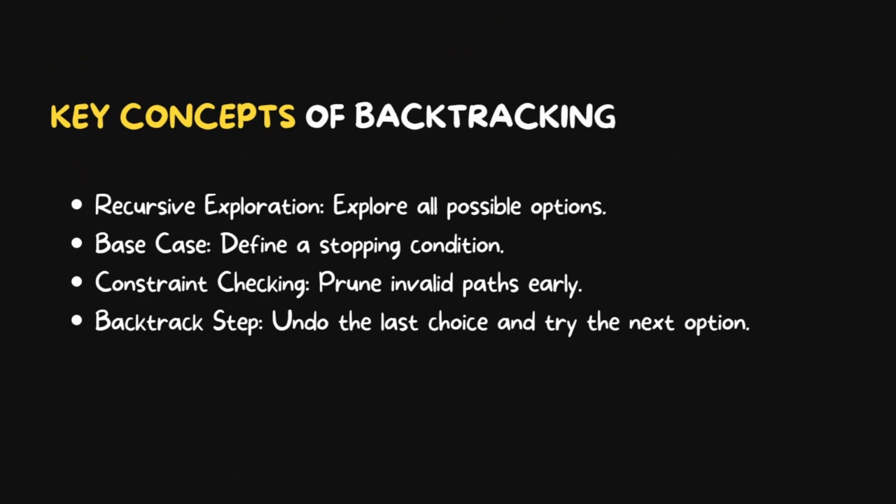For example, in the N-Queens problem, we place a queen on the board and check if it's safe. If not, we remove the queen and try another position. That's backtracking in action.